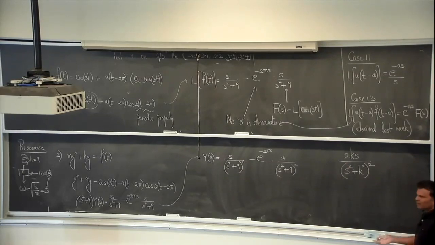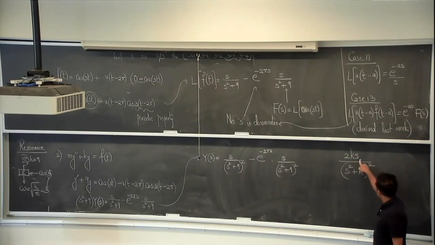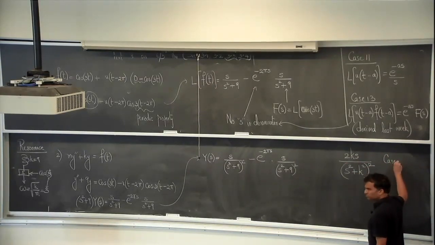K is a constant. We can always bring it in as we like. Something with 2ks over s square plus k square whole square. I hope it's there. And what number is that? Case number 10, or we have never used that case, so case 9 or 10? 9. So here k is 3.